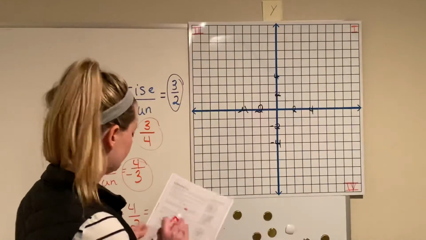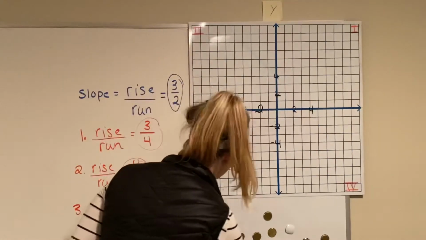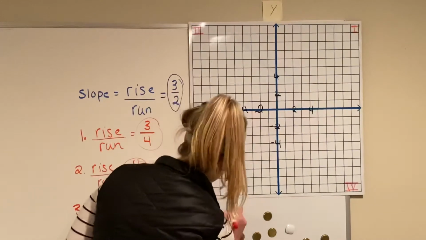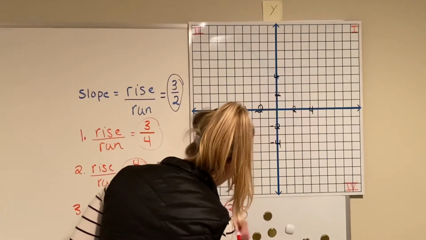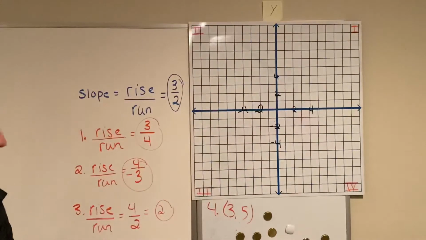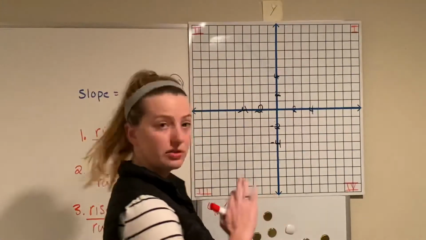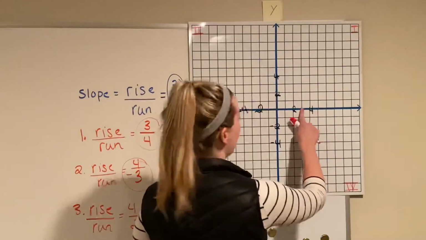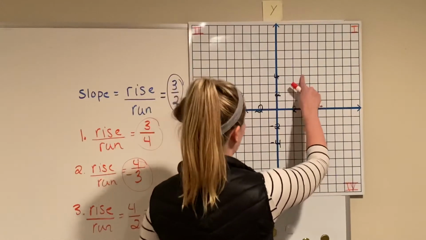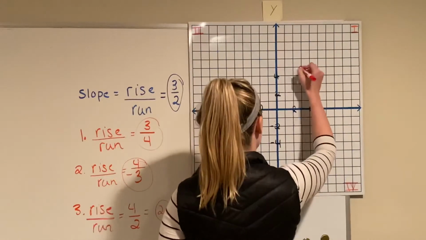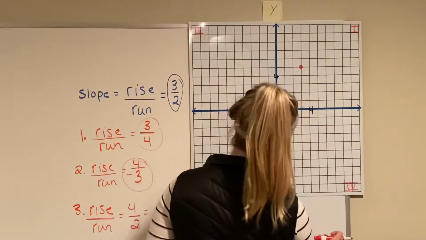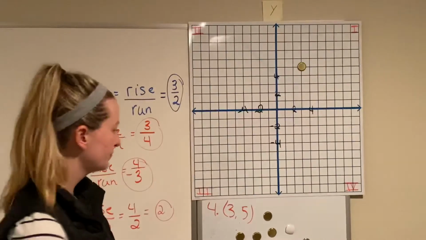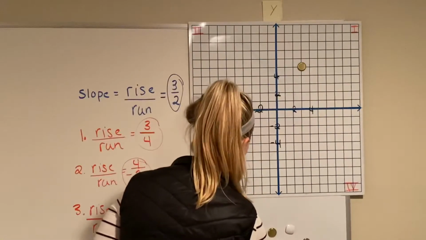So number 4. Our original point that they give us for number 4 is the point 3, 5. So that's our starting point. That's where my first point's going to go. X is 3, Y is 5. So start by counting over 3, up 5. So 1, 2, 3, up 5. 1, 2, 3, 4, 5. And then put your mark there. Or, if you're me, put your little dot there. That's our first point.